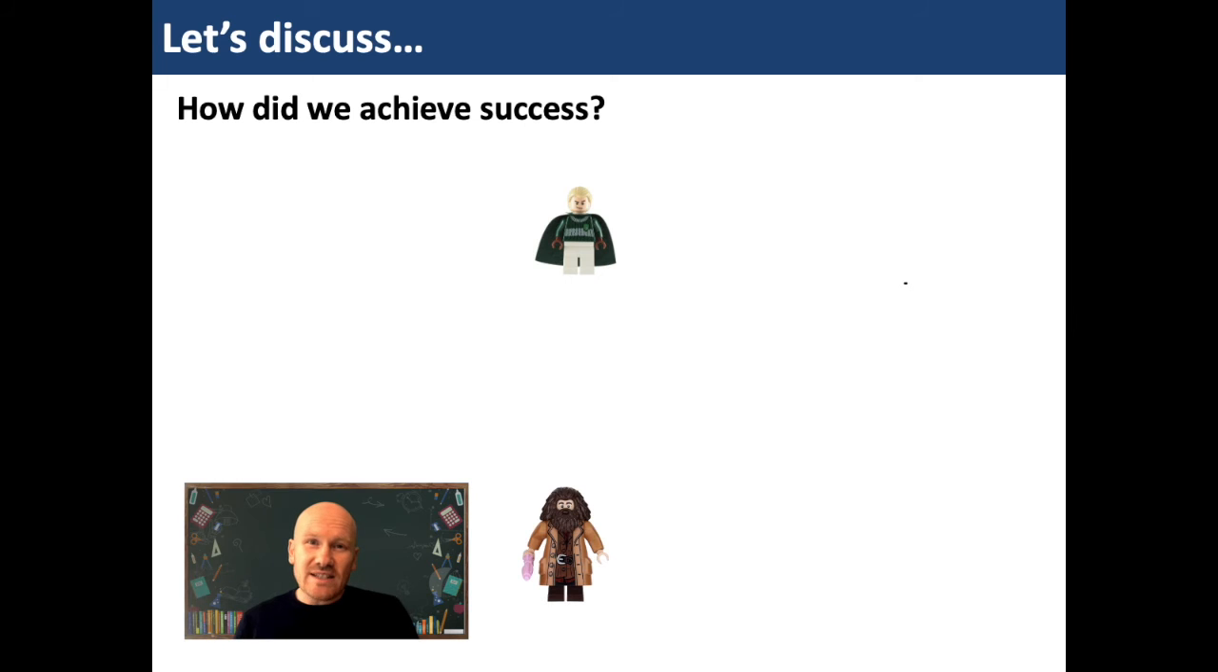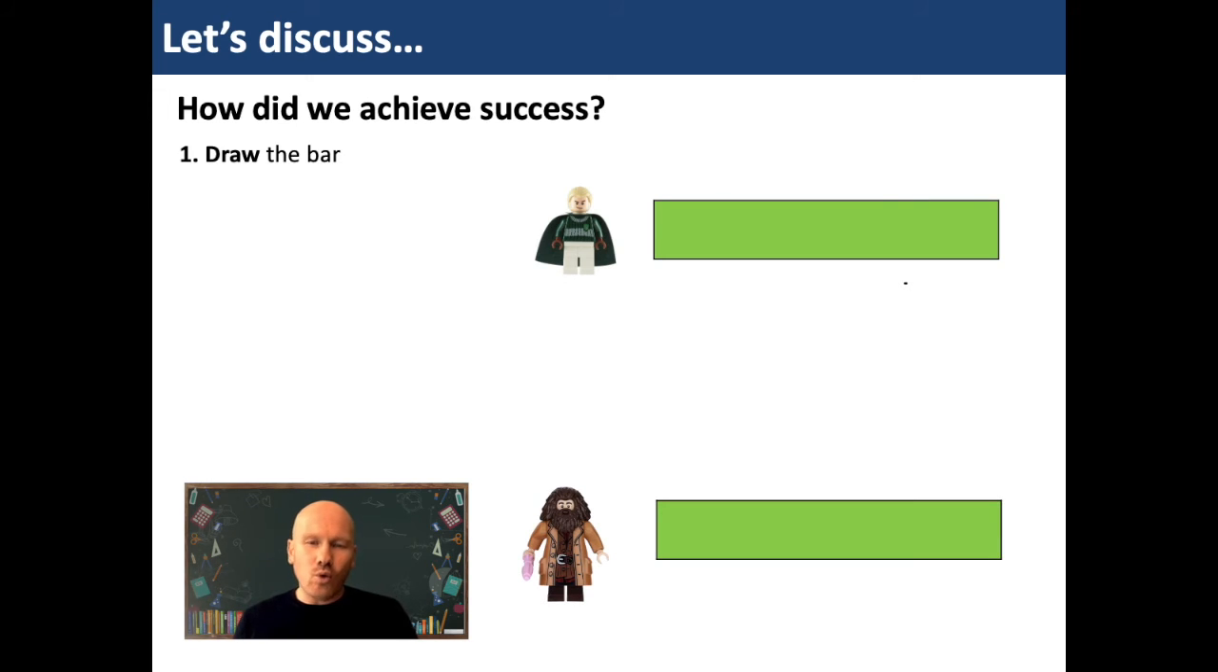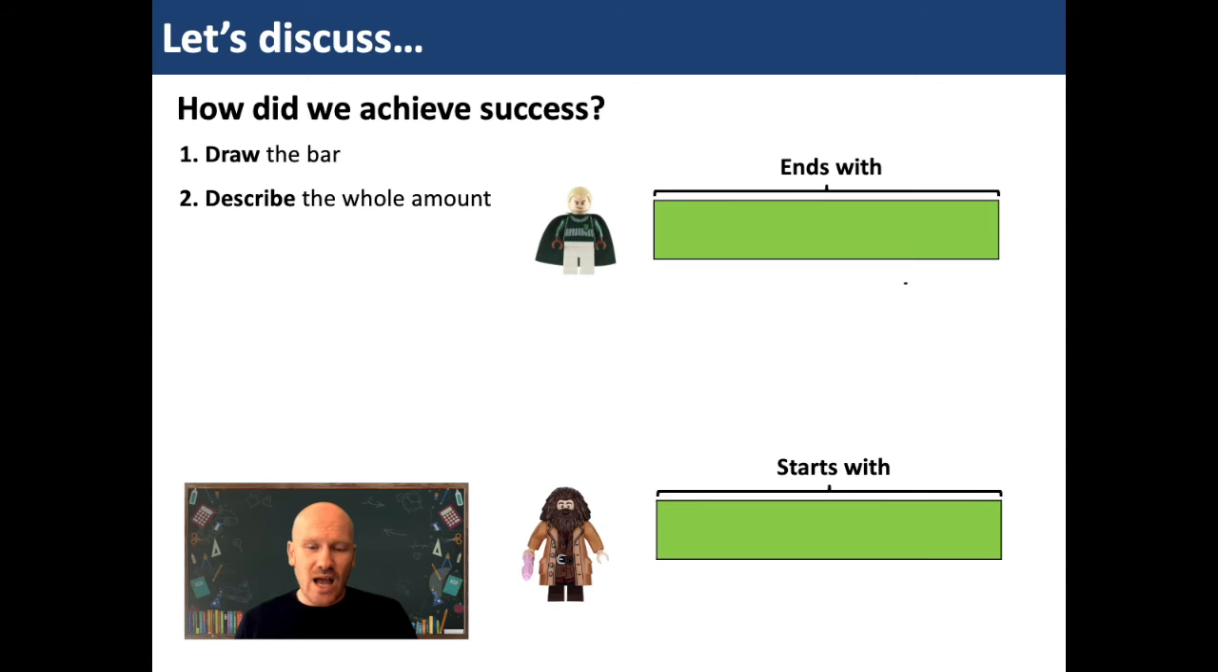Okay, so when we did analyse those problems, the first thing we did each time was we drew the bar. We drew that bar to represent what the whole amount was. And once we'd done that, we could describe that whole amount. We might not know the value, but we know what it is. And in the first question where we had Draco, the whole amount was the number of jelly slugs that he ends up with. And in the second question with Hagrid and his dragon eggs, the whole amount was actually how many dragon eggs he had to begin with.